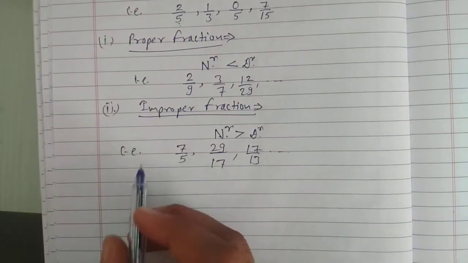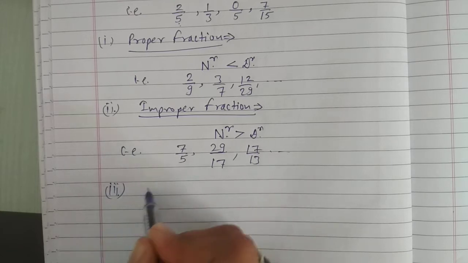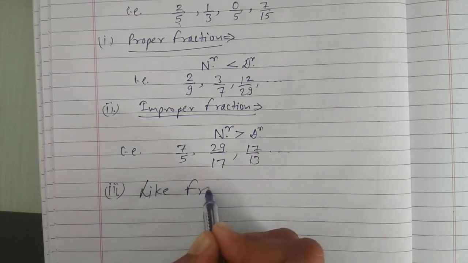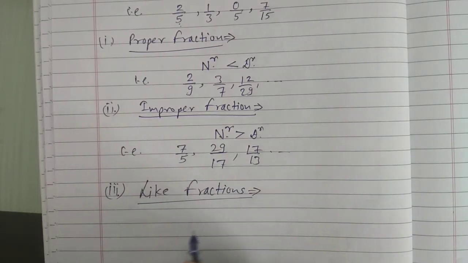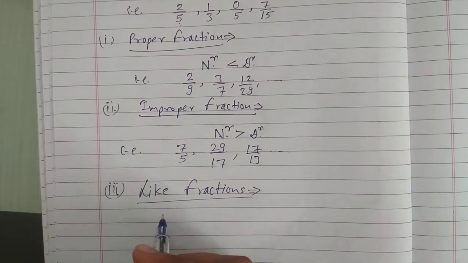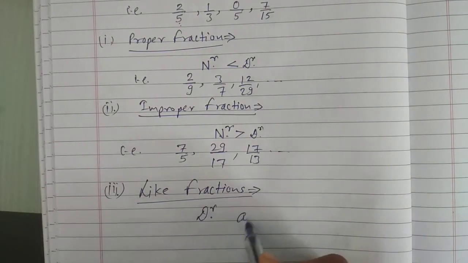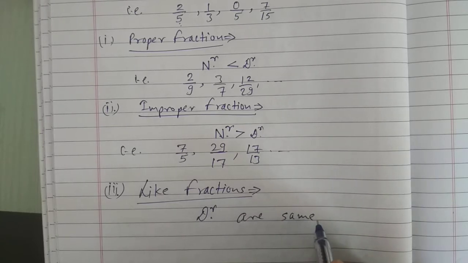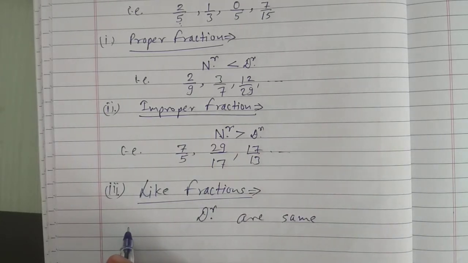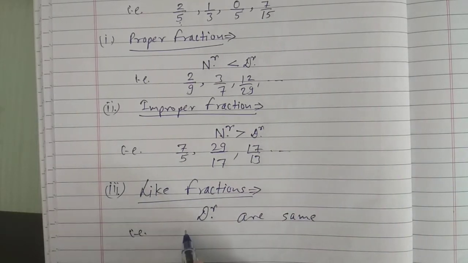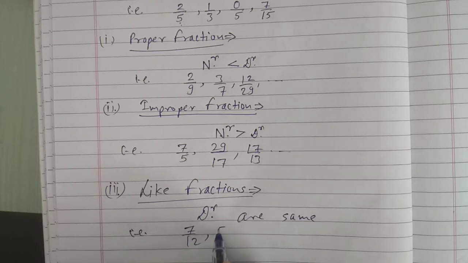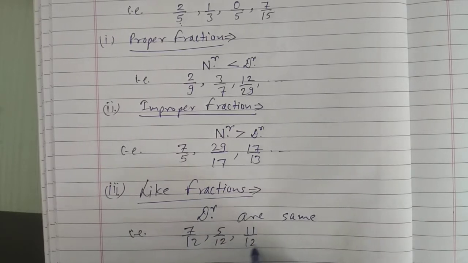Now, the third type of fraction is like fractions. Like fractions, that means the fractions in which denominators are the same are like fractions. When the denominators of fractions are the same, then the fractions are known as like fractions. For example, 7 upon 12, 5 upon 12, 11 upon 12, etc.